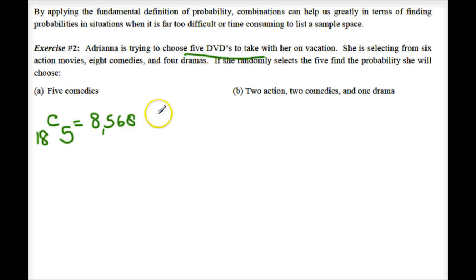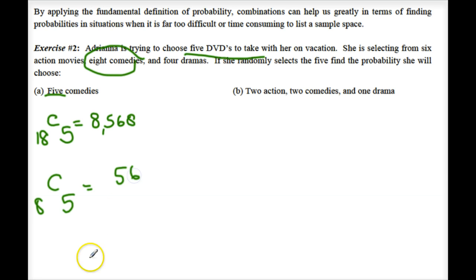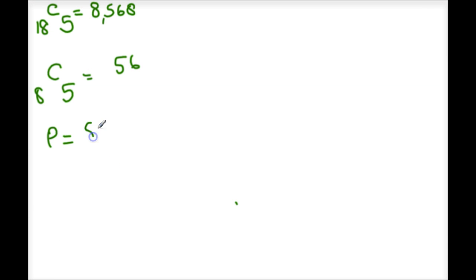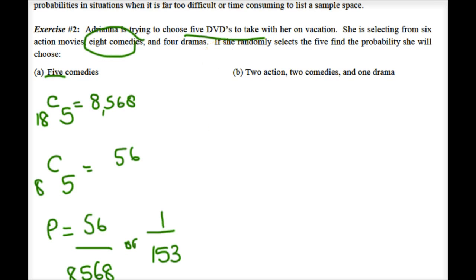Her choosing 5 will give us 8,568. Now this is our total possible outcome. Now it says, what is the probability that she chooses 5 comedies? So how many comedies do we have? We have 8 comedies. So now we need 8 choose 5, which is 56. So the probability is the possible outcome, which is 56, over your total outcome, which is 8,568, or if you want to simplify this, 1 over 153.